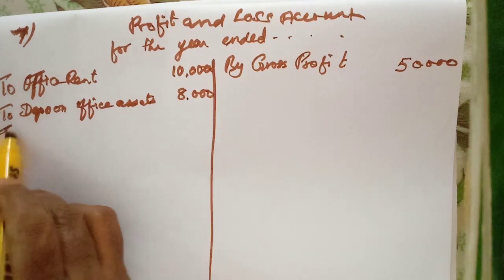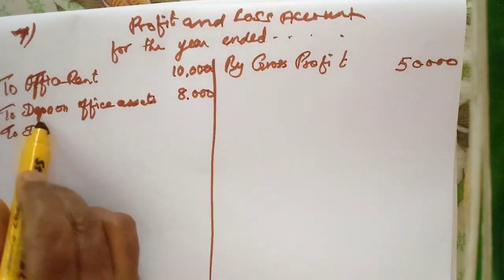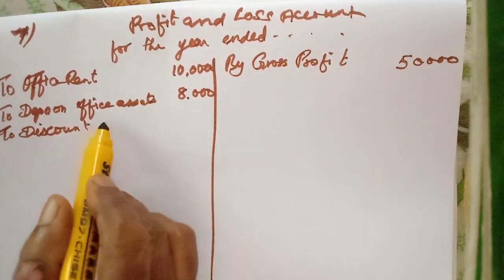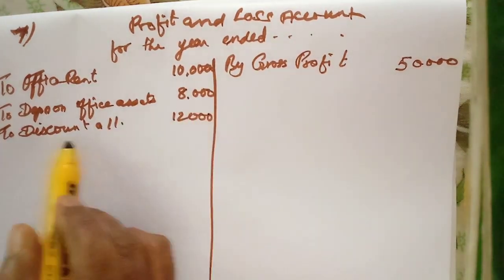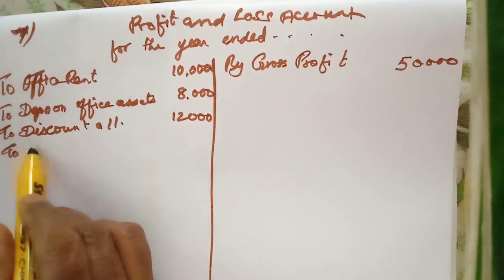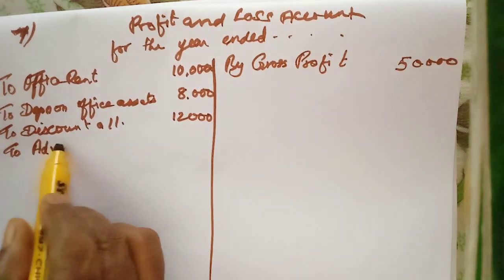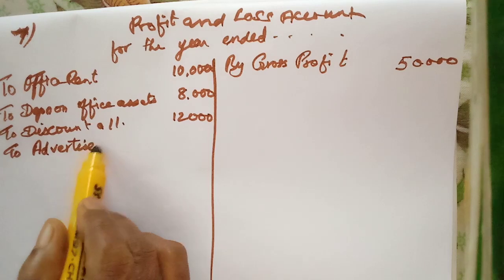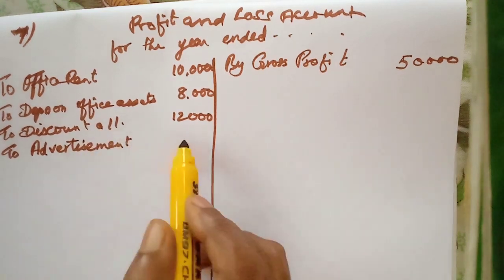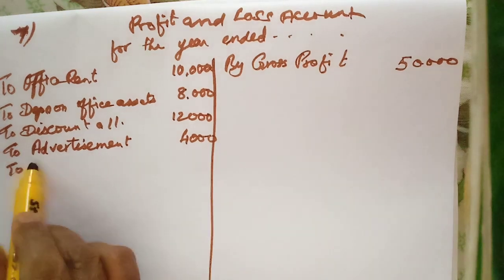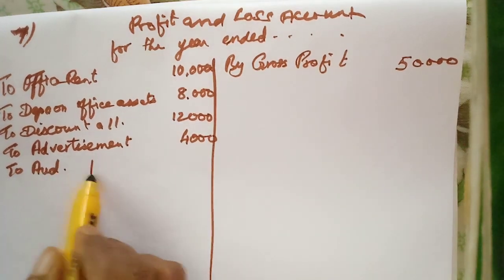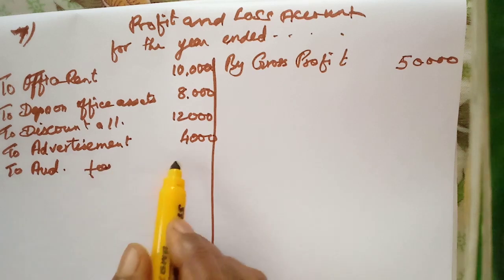Discount allowed, it is also one loss. Discount allowed 12,000. Advertisement, along with every expense you have to write 'to'. To advertisement 4,000. Audit fees 1,000.